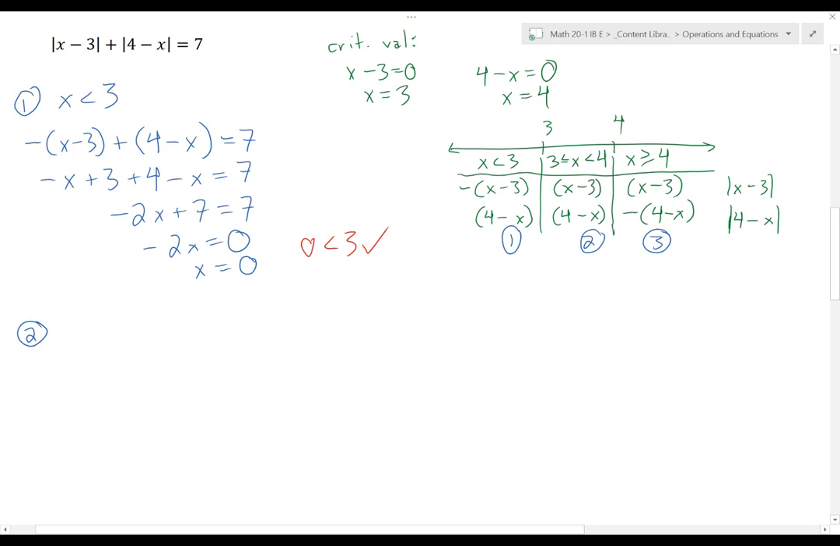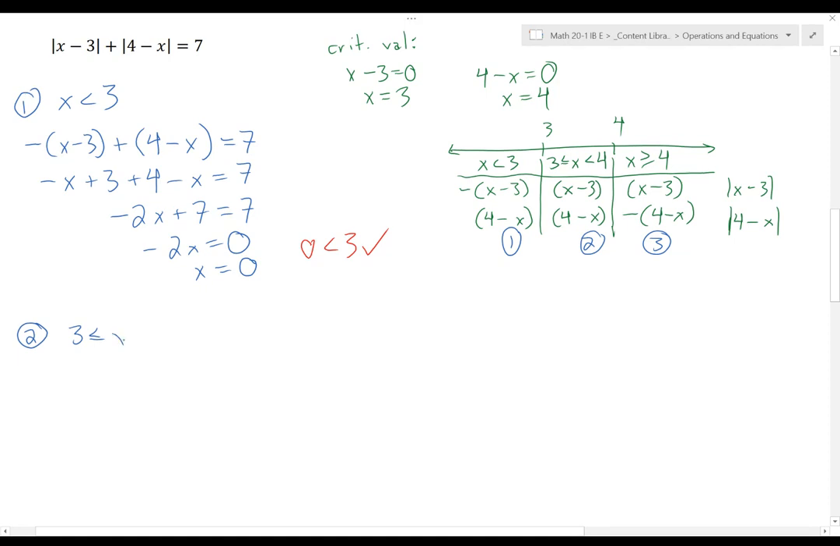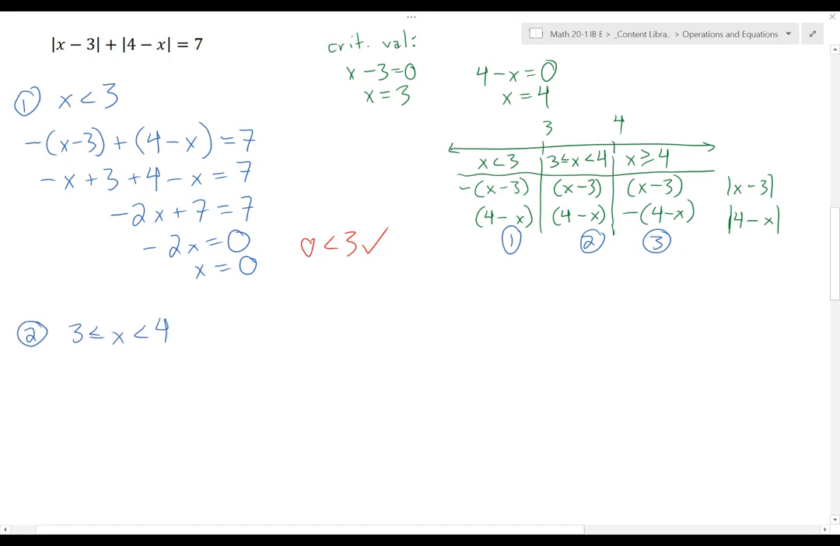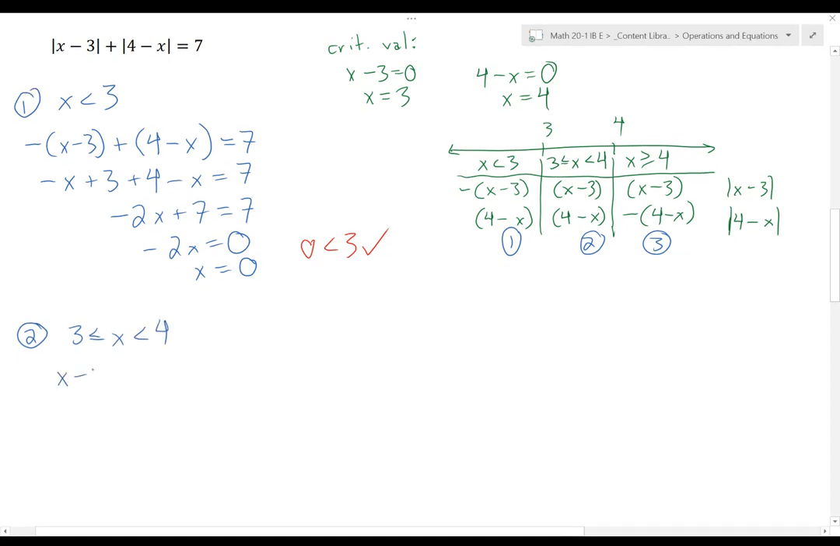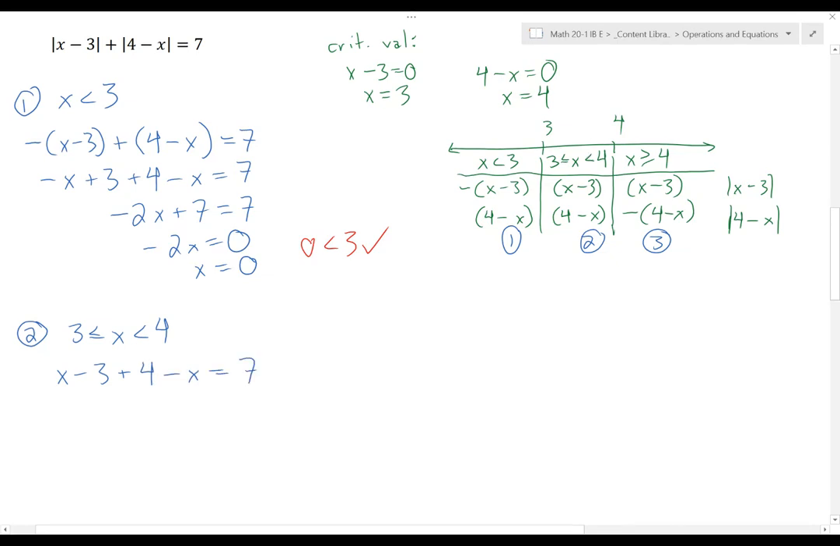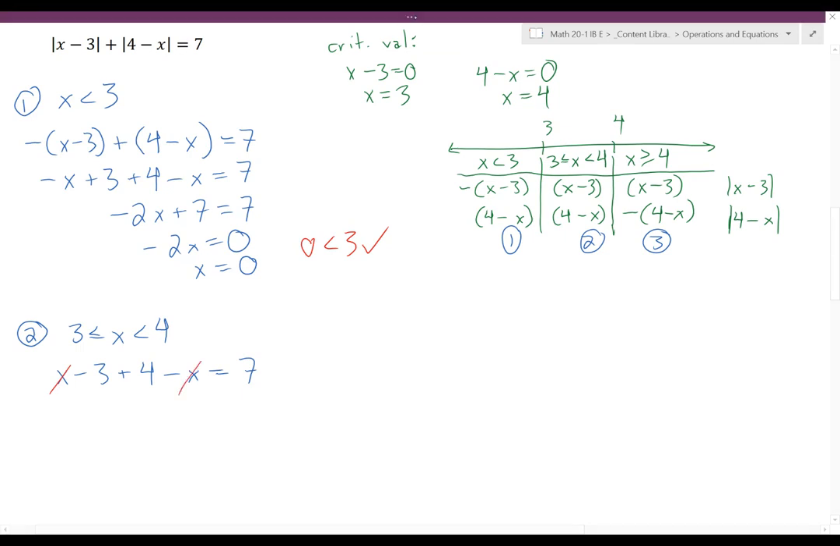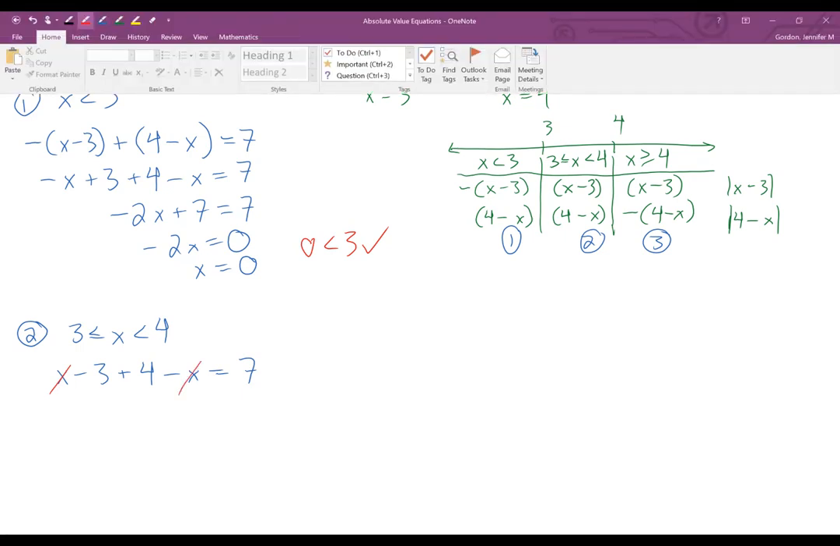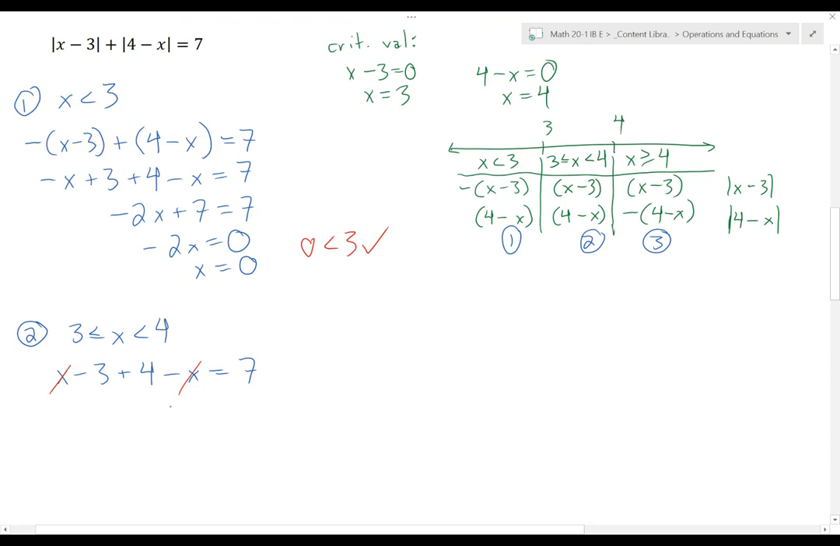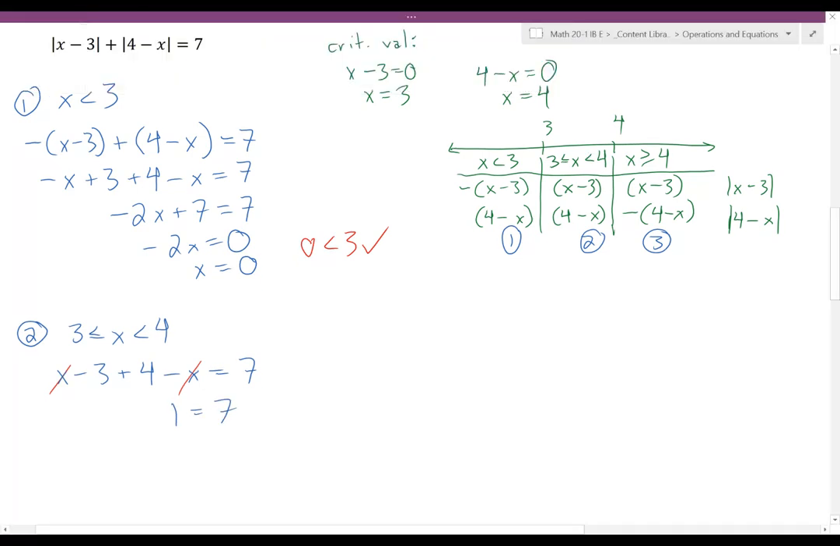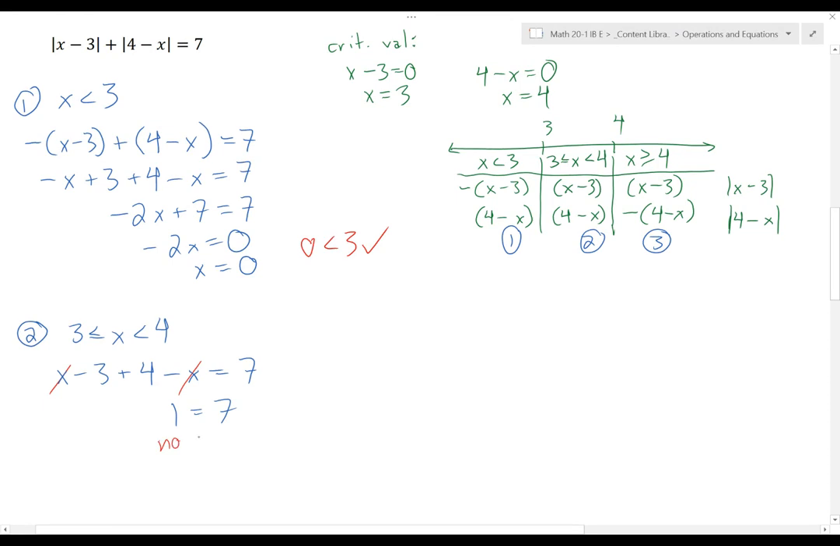Looking at interval 2, in this interval they are both positive. So I just have, for values of x between 3 and 4, the equation is x minus 3 plus 4 minus x equals 7. Now what ends up happening is that x minus x drops out and I have no x's left in my equation. And when I simplify it, I get 1 equals 7. Well, that's nonsense. 1 isn't 7. So that means I have no solutions in this interval.